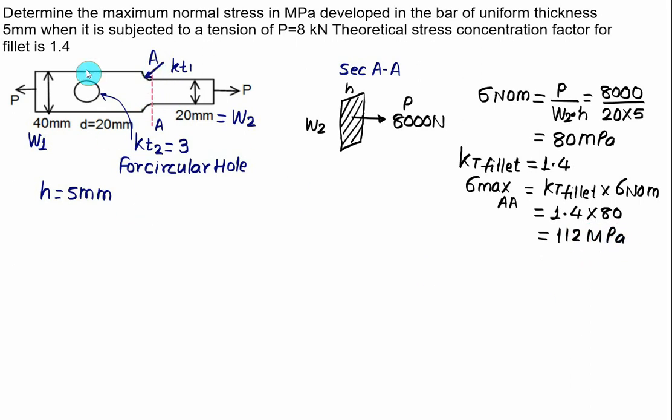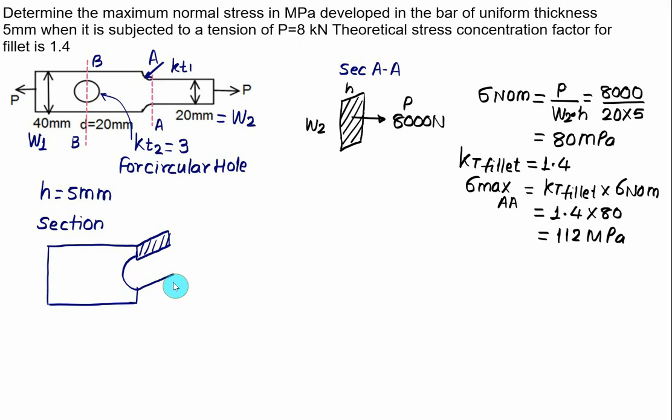Now we'll consider one section where we have a circular hole. Now consider the section BB. So for section BB, we have to develop this area. So this area will have width equal to W1. Then we have a circular hole, and we have a thickness here. So this area is going to resist, as well as this area is going to resist. So in this fashion, we can develop the section.